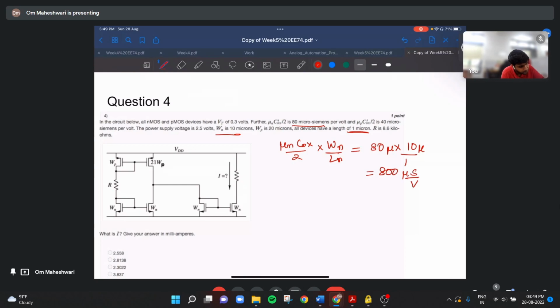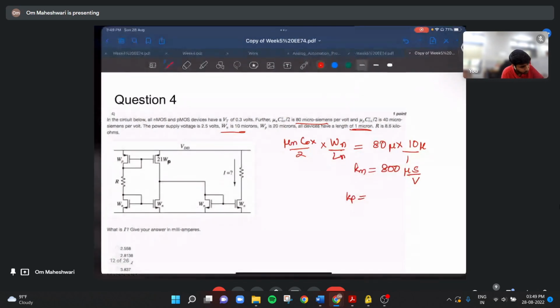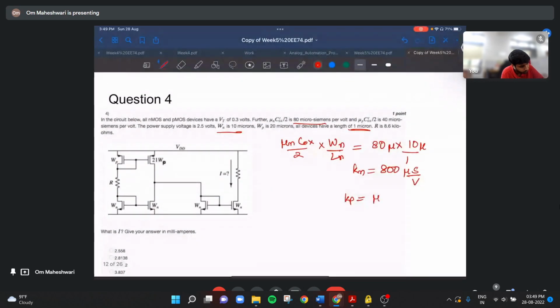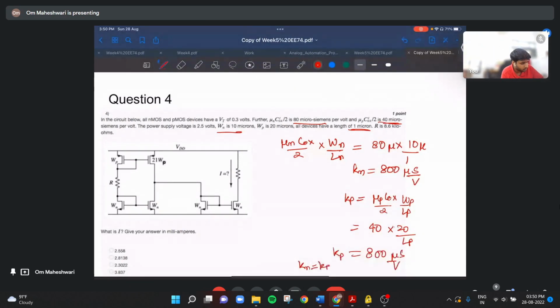Kp will be mu p Cox by 2 times Wp by Lp, which is 40 micro into 20, and Lp is the same. So it will also be 800 micro Siemens per volt. So Kn equals Kp.